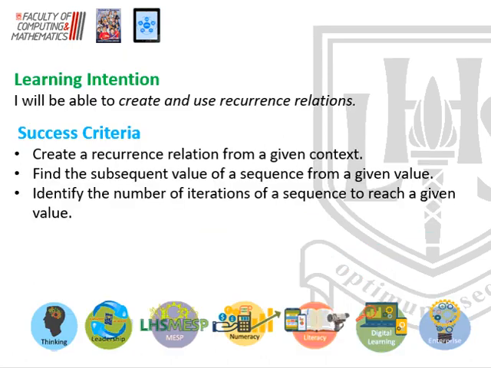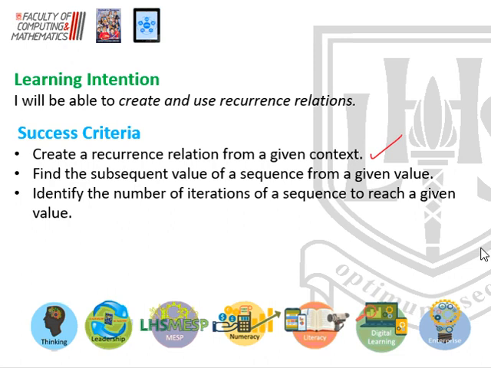Now, going to success criteria, there are three things you need to be able to do. Create a reconciliation for a given context. It will be a story, and you'll recognise them very easily. The one thing I would say is, if you're writing the recurrence relation, you're looking for the numbers that you're given that repeat, that happen every month or every week or every year. The two things that will be there will make up your recurrence relation.